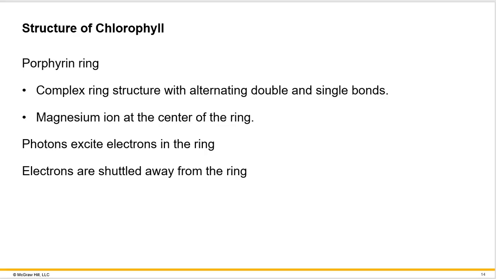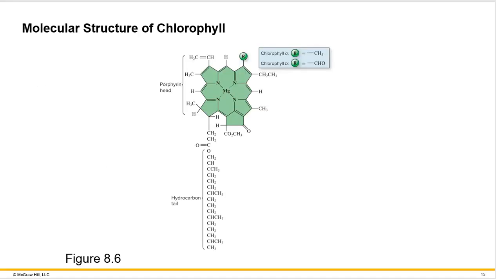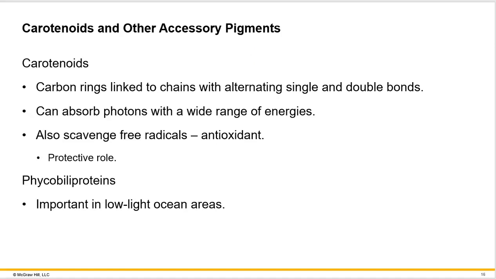Photons excite the electrons in the ring, and then those electrons are shuffled away from the ring while they're still excited and have a lot of energy, so that an electron acceptor can pick them up. This is what the molecular structure of chlorophyll looks like.